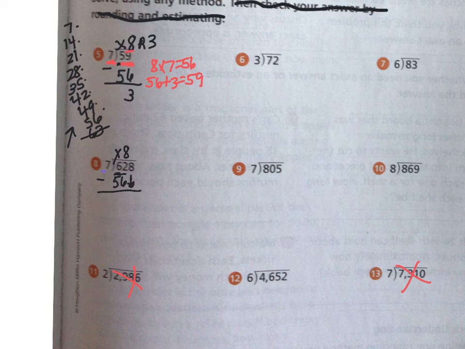All right, let's look at number 10. Okay, I think I want you to do number 9 on your own. Okay, let's look at number 10. How many times does 8 go into 8? We know it goes in 1 time. 1 times 8 is 8. Subtract. I can only bring down one number at a time. I'm bringing down my 6.